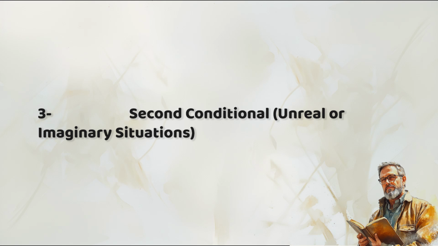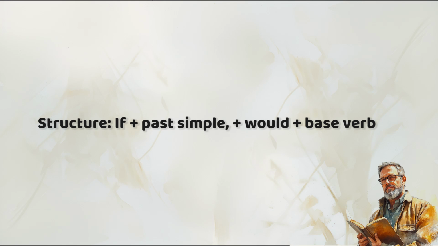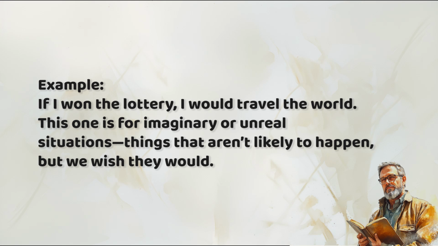3. Second conditional, unreal or imaginary situations. Structure: if plus past simple, plus would plus base verb. Example: If I won the lottery, I would travel the world. This one is for imaginary or unreal situations, things that aren't likely to happen, but we wish they would.